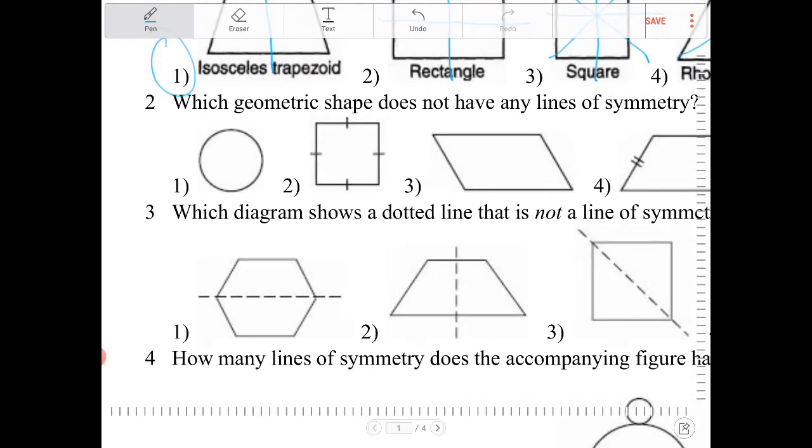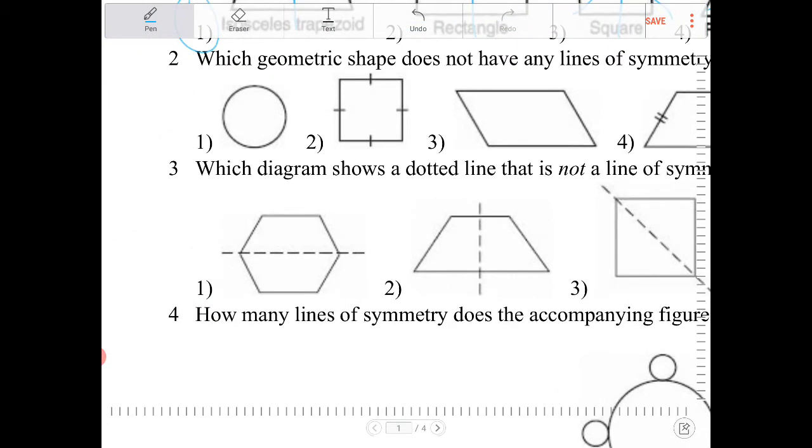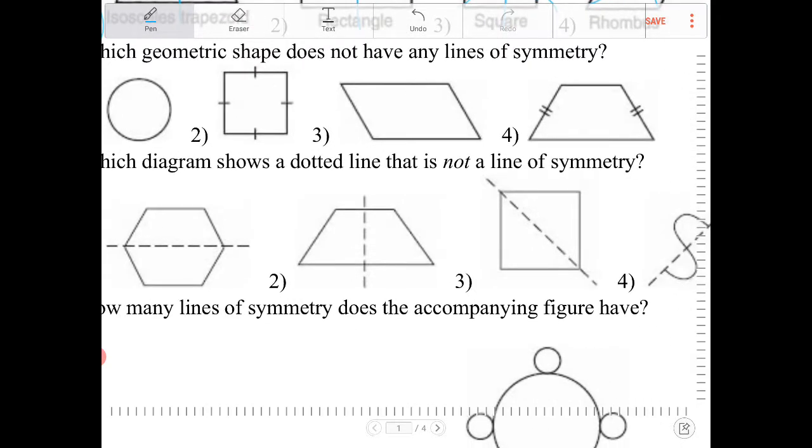Which geometric shape does not have any lines of symmetry? That would have to be this parallelogram here. Because if I draw a straight line down, horizontal, even diagonal, nothing, there's no line of symmetry in a parallelogram.